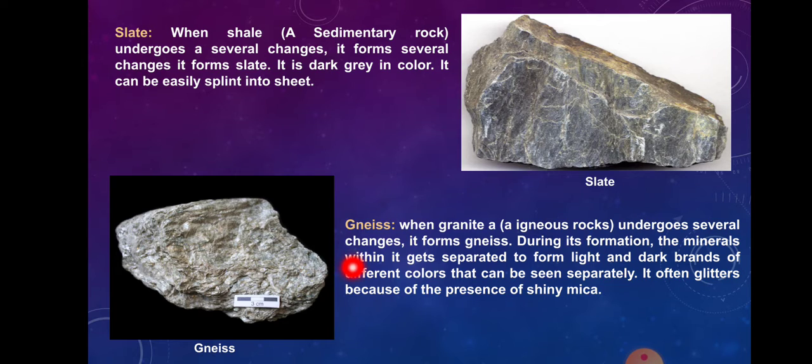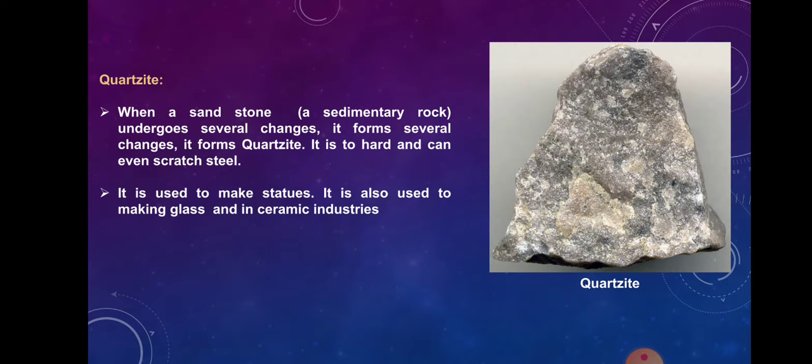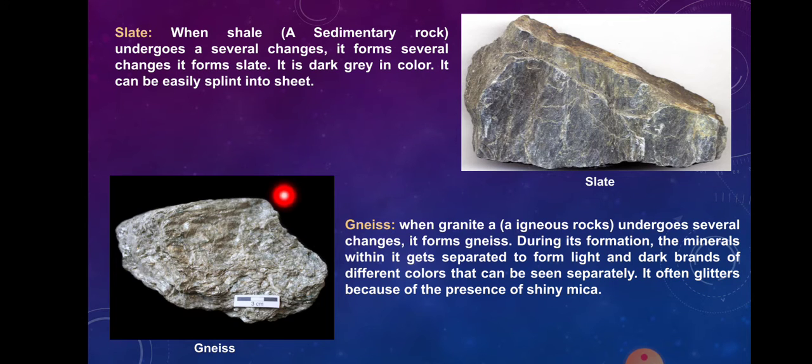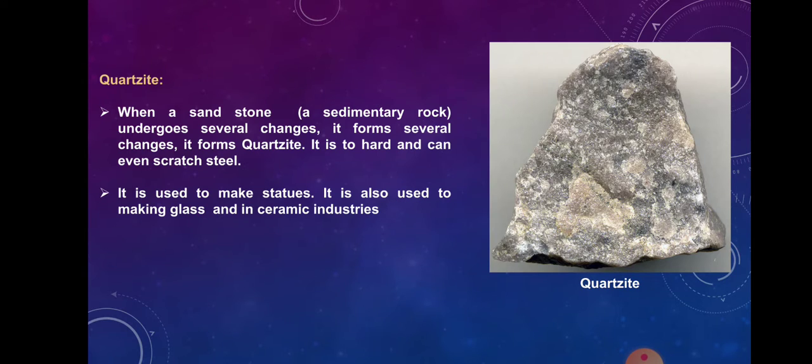It often glitters because of the presence of shiny mica. Mica is present in them, and because of that mica they appear very shiny. So the gneiss rock glitters always, with shining, light and dark color bands. Gneiss is one of the metamorphic rocks, slate is one of the metamorphic rocks, marble is one of the metamorphic rocks.